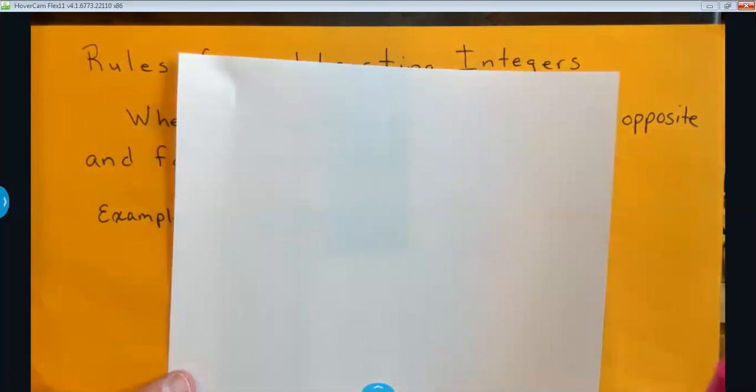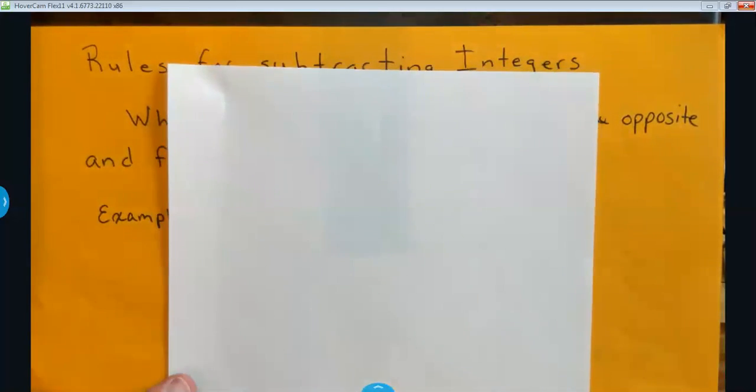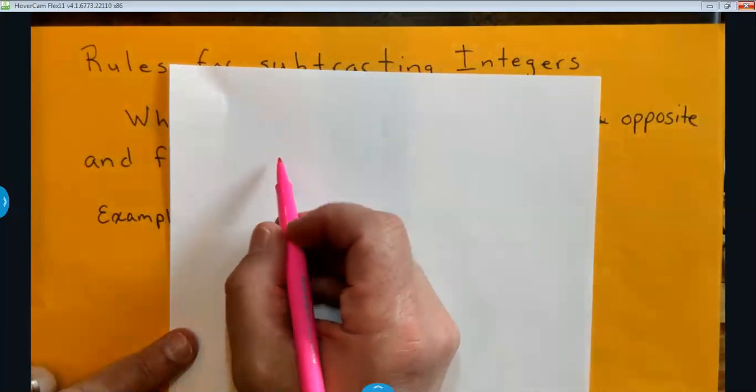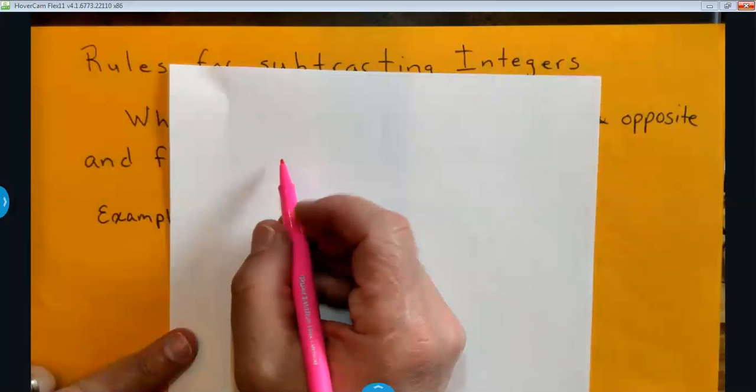Some more subtracting integers, and I've always told my classes when you're subtracting integers, write your problem out all the time. Then you can switch things right in front of you.